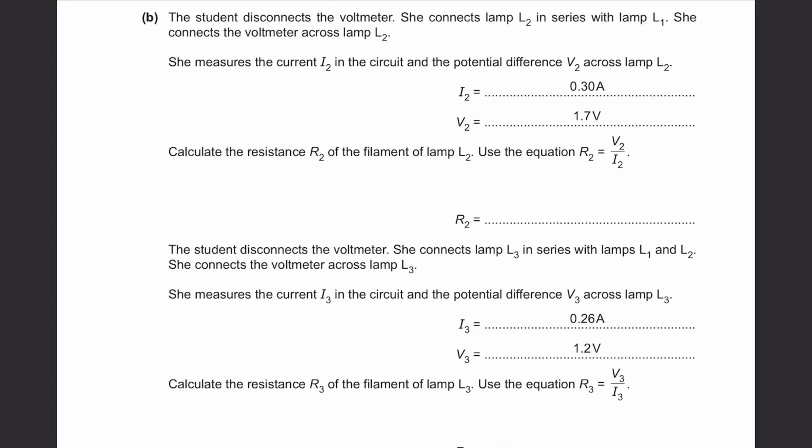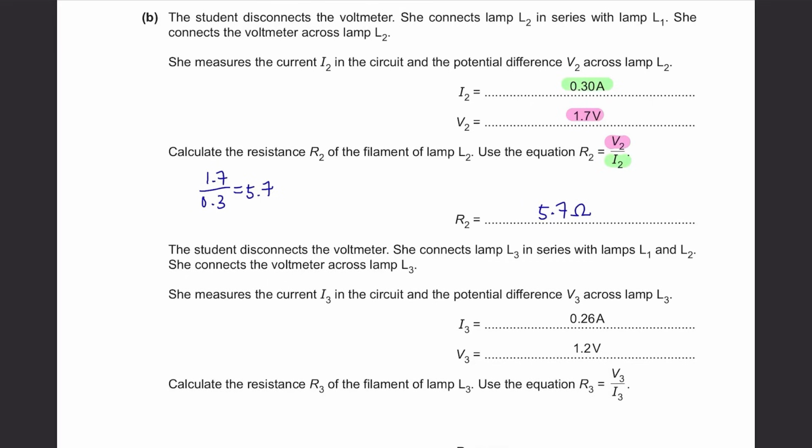Calculate the resistance R2 of the filament of lamp L2. Use the equation R2 equals V2 over I2. Again, just substitute the values. 1.7 divided by 0.3 equals 5.7.